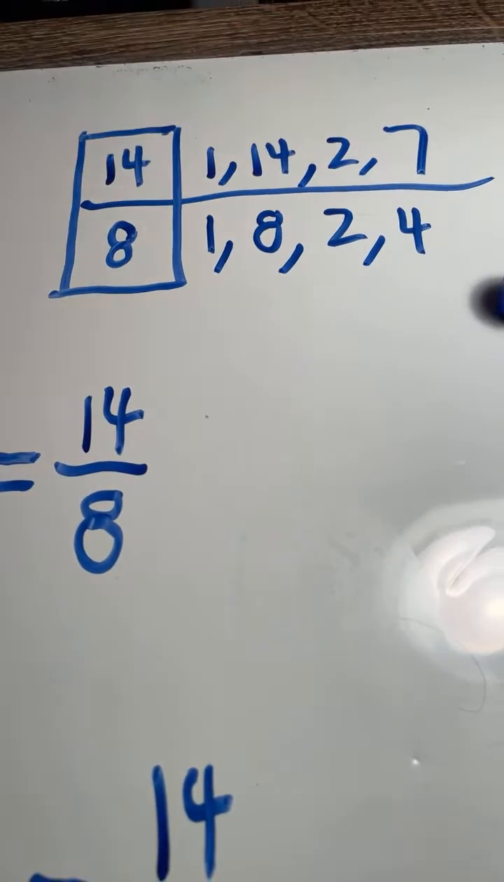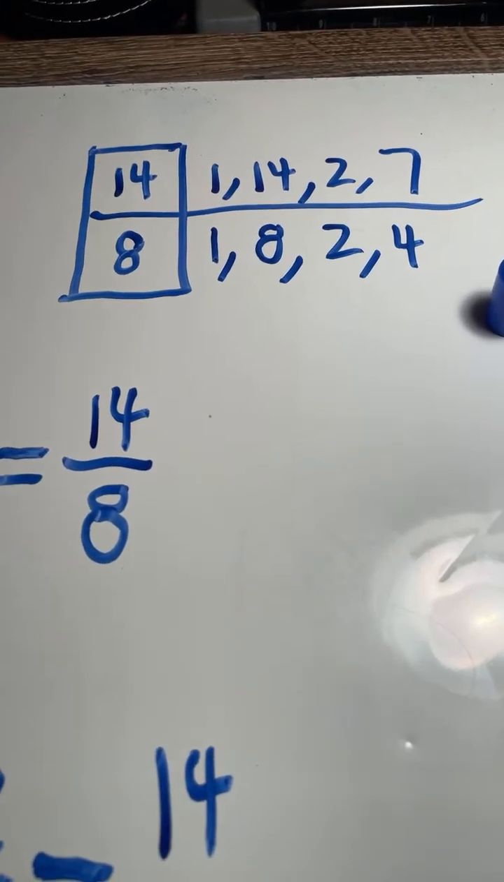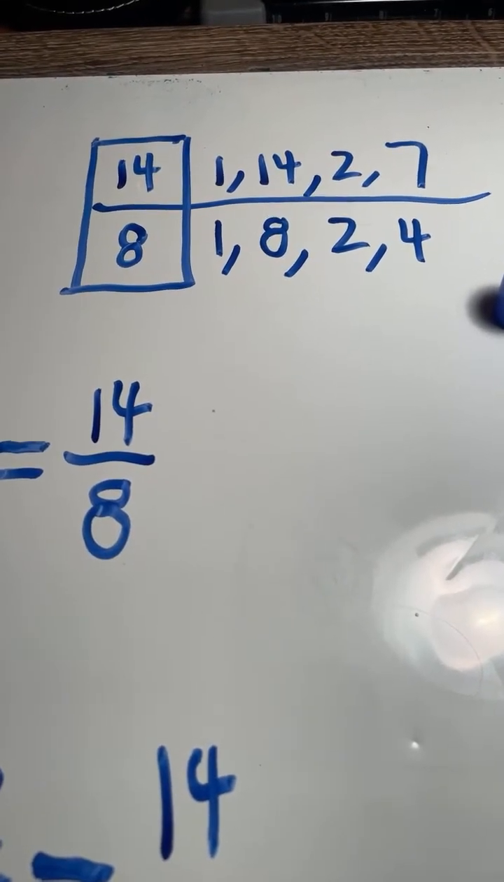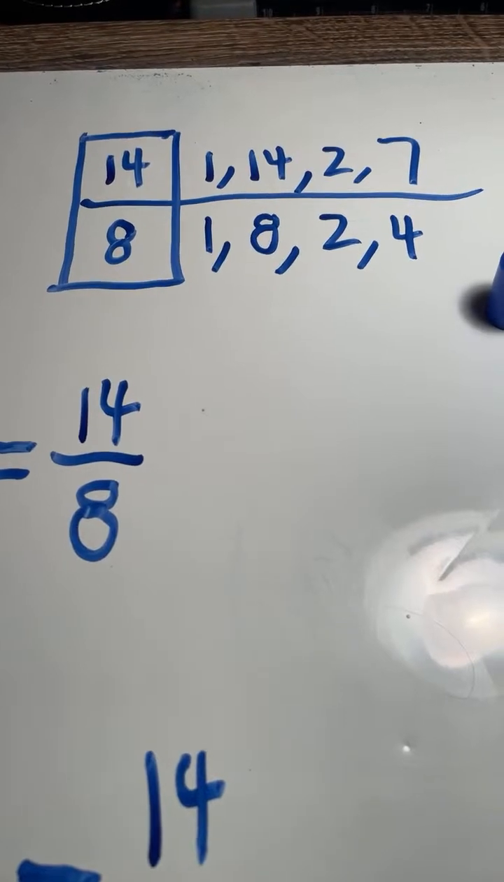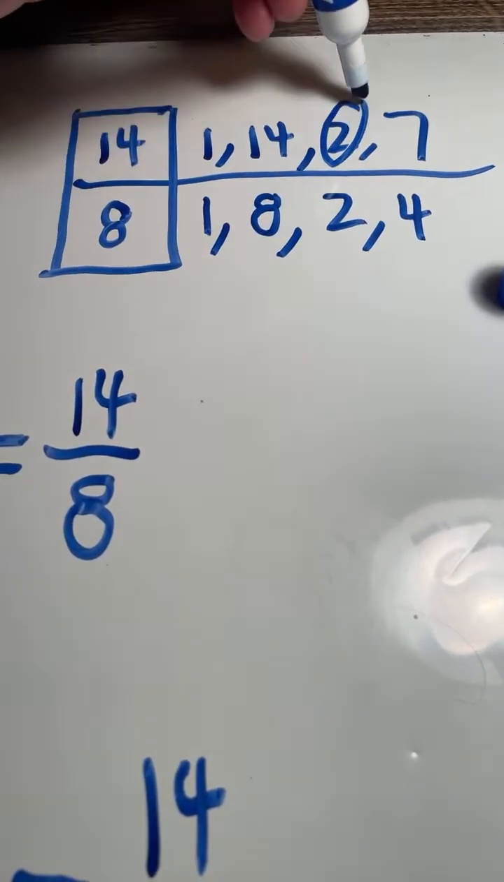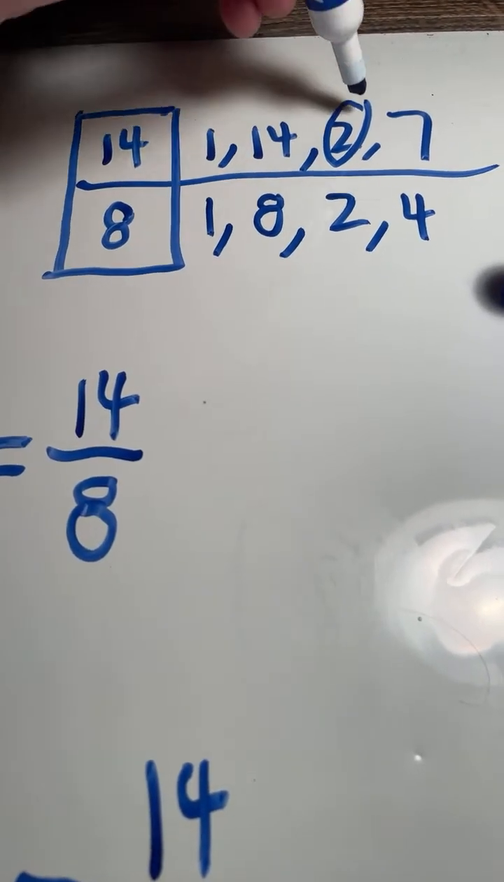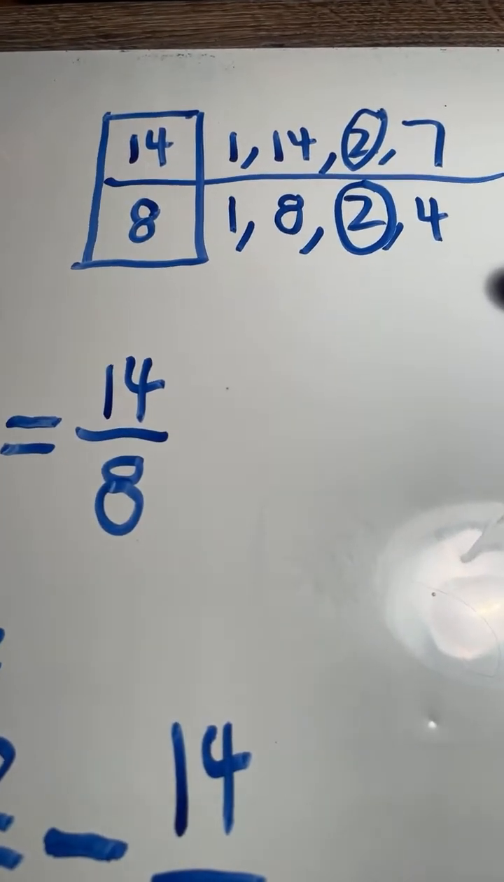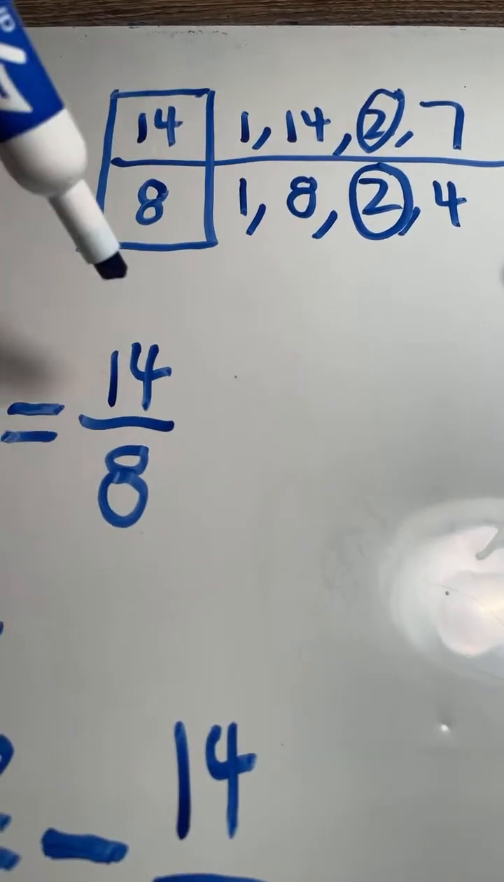So we want to divide by the greatest common factor. So that's the biggest number that both 14 and 8 have in common. So the biggest number that's the same for both 14 and 8, the greatest common factor is 2, so that's what we need to divide by. We need to divide our numerator and denominator by 2.